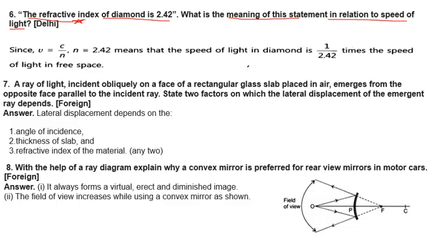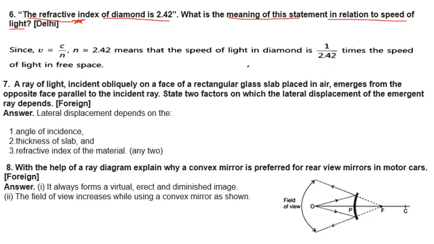It means that for light travelling in diamond, which has a refractive index of 2.42, the speed of the light in diamond is 1 upon 2.42 times the speed of the light in air. Let's find out how. Let's first find the relationship between the refractive index and the speed of light. See children, there is a very simple relationship.